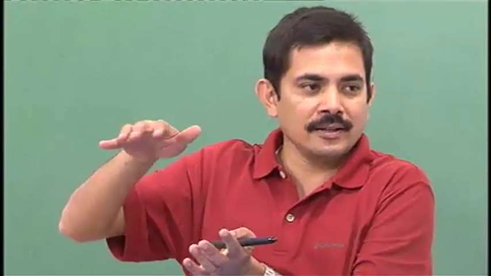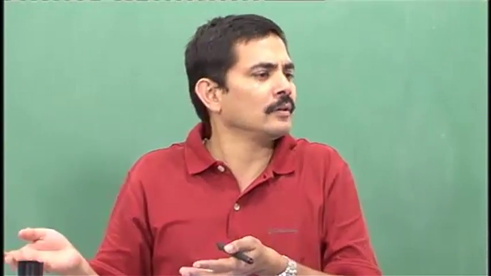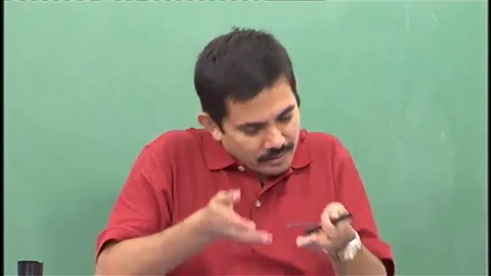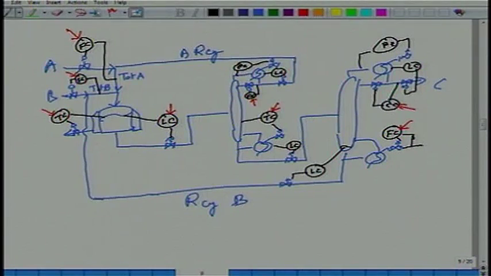Just like in the tank case, if there is a mismatch, level builds up, well, control the level. If there is a mismatch, total A increases, well, control the total A and the total B. As simple as that. Okay, we'll continue next time.